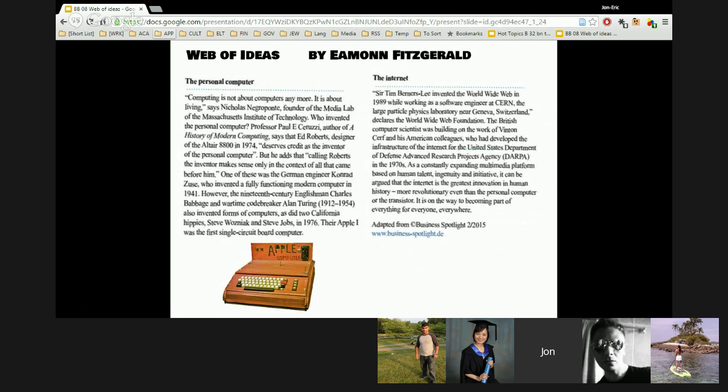So we're talking about how the internet is an expanding multimedia platform based on human talent, ingenuity, and innovation. It's the single greatest innovation in human history, more revolutionary than the personal computer or the transistor, and it is on its way to becoming part of everything for everyone, everywhere. So how else could we say on the way to becoming? Is there a synonym or another expression that means somewhat the same?